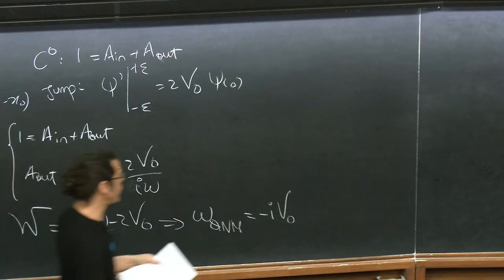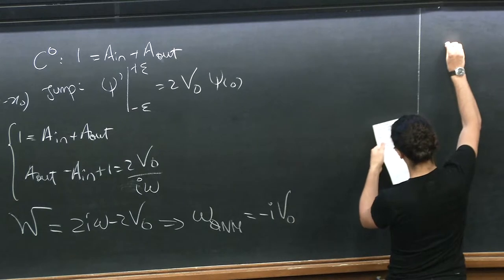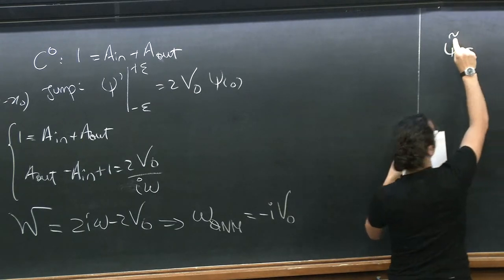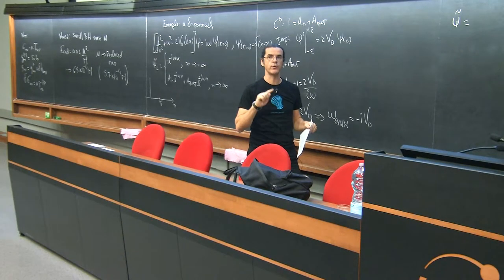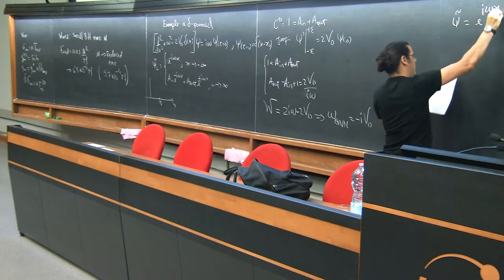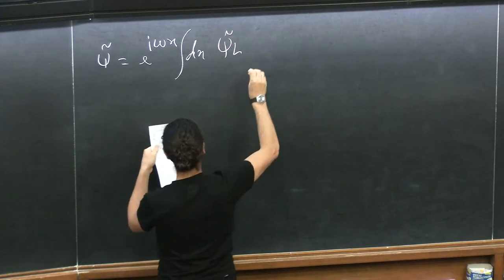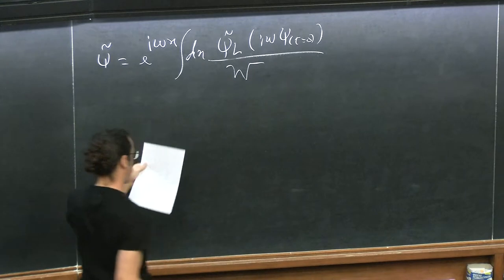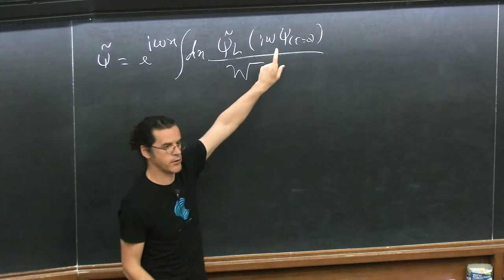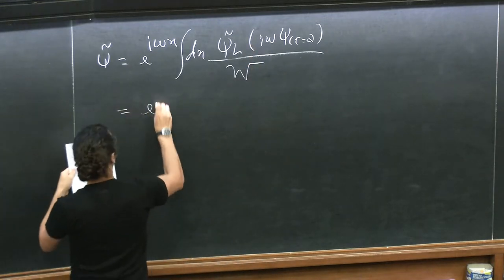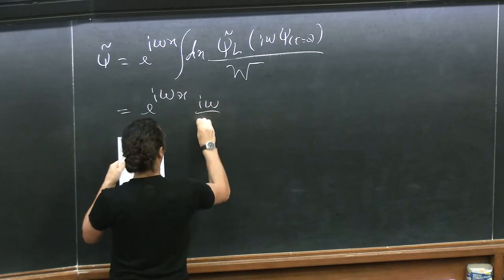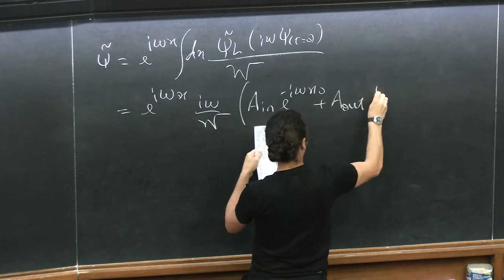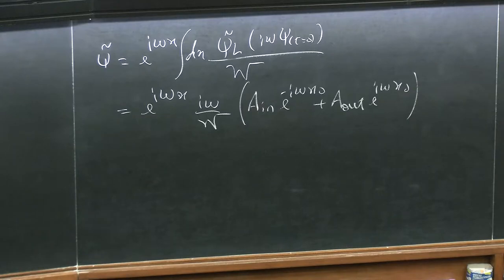Very good. We also saw how to write down the time domain solution. So it was something like this. First I start by computing the solution in Fourier space, which is just an integral with the source at large distances. We found this, dx psi L, i omega, so this is the initial data, over the Wronskian, okay? But this is a delta function, so the integral is trivial. So this is e to the i omega x, i omega over the Wronskian, a_in e to the minus i omega x naught plus a_out e to the i omega x naught. So this is done. So in Fourier space, we're done.